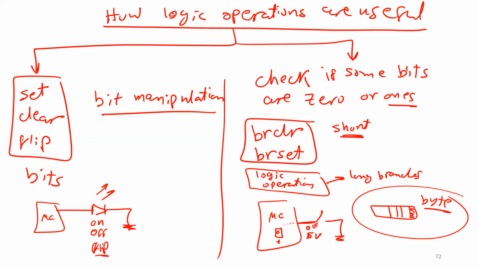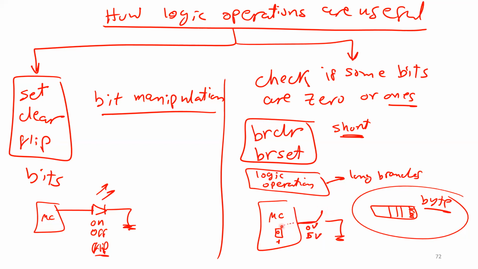Because this bit maybe is coming from a switch. As I'm going to explain in the next chapter, this is the microcontroller. The microcontroller has a pin here. This pin is connected to a switch. As I'm going to explain in chapter 3, if the switch is connected, it's going to put 0 volt here, right? And if the switch is open, it's going to put 5 volt here, right?